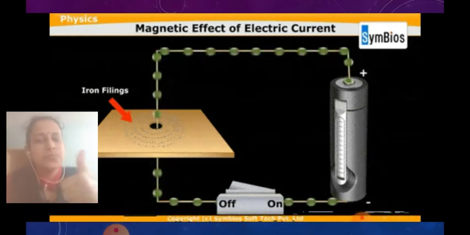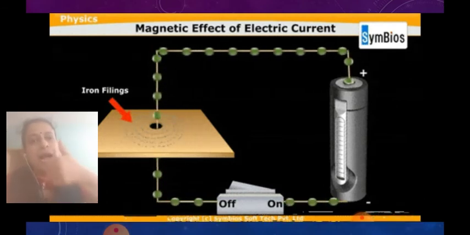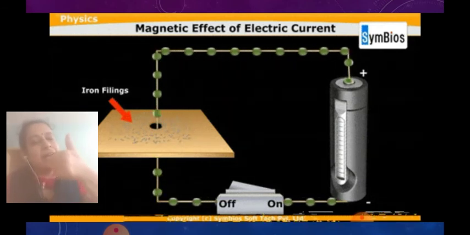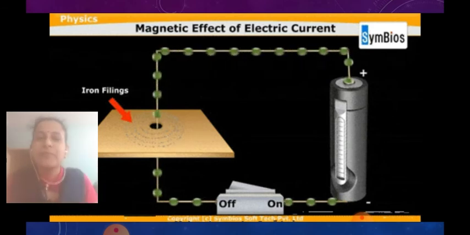So now let us proceed and come to know how this right hand thumb rule acts, and how from the right hand thumb rule we can come to know the direction of the magnetic field. It is very simple.